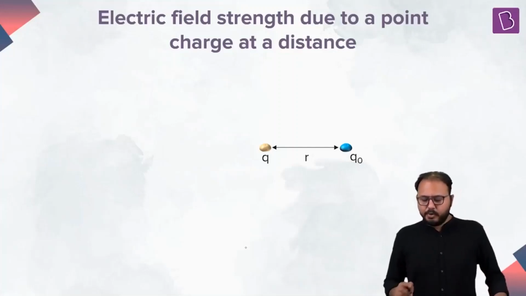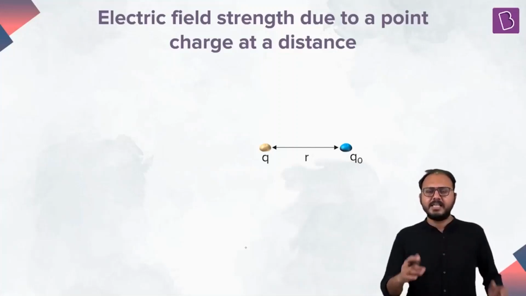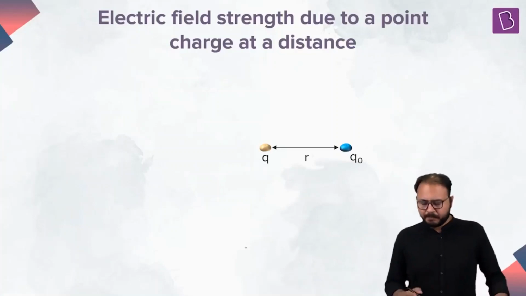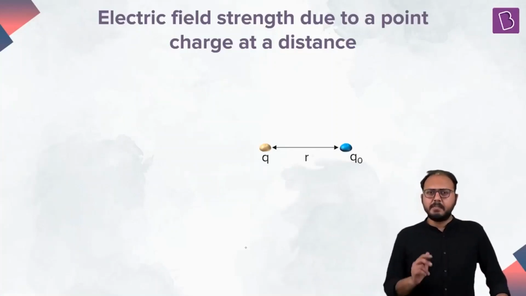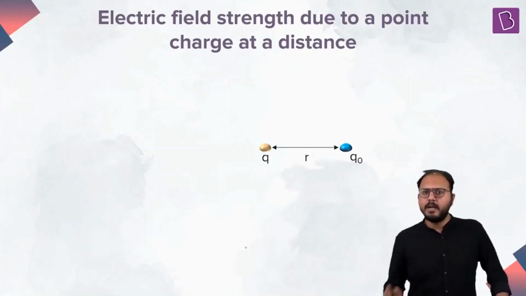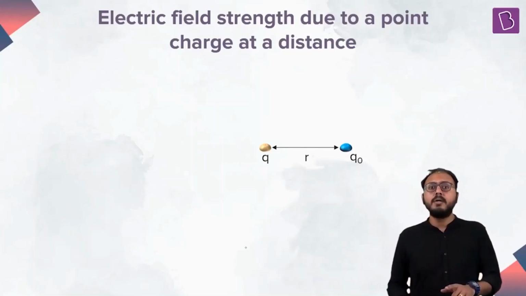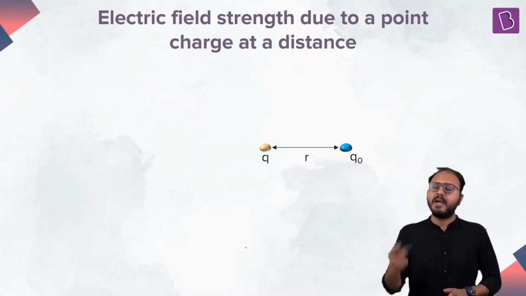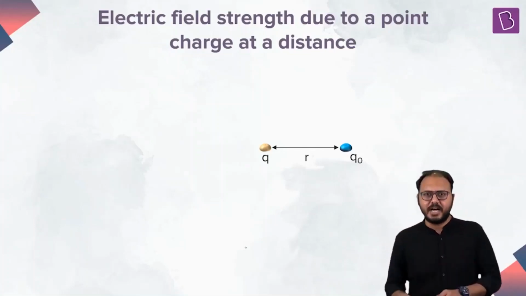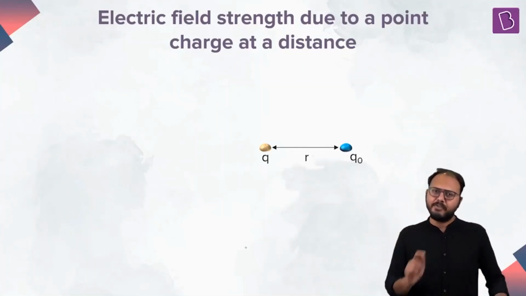Electric field strength due to a point charge at a distance is our agenda. I need to find that. Can you see there is a yellow charge and there is a blue charge? There is a symbol Q, there is a symbol Q naught. One of them will be the source charge, the one who creates the electric field. And the other one would be the test charge, the one who happens to be in that field.